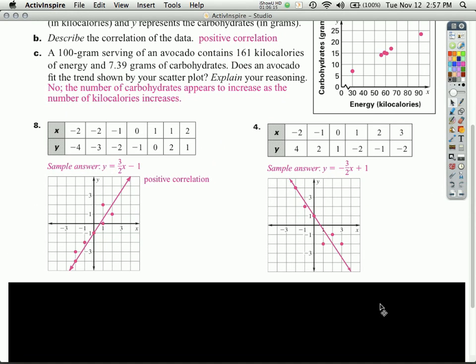Now, these are sample answers. So now you're going to have to use your mature, advanced brain to determine whether or not you got it right. Now, for number 8, the y-intercept is clearly -1. So you should have had -1 as the y-intercept, but the slope could have been different. So it should be close to 3/2. But yours might be a little bit different.